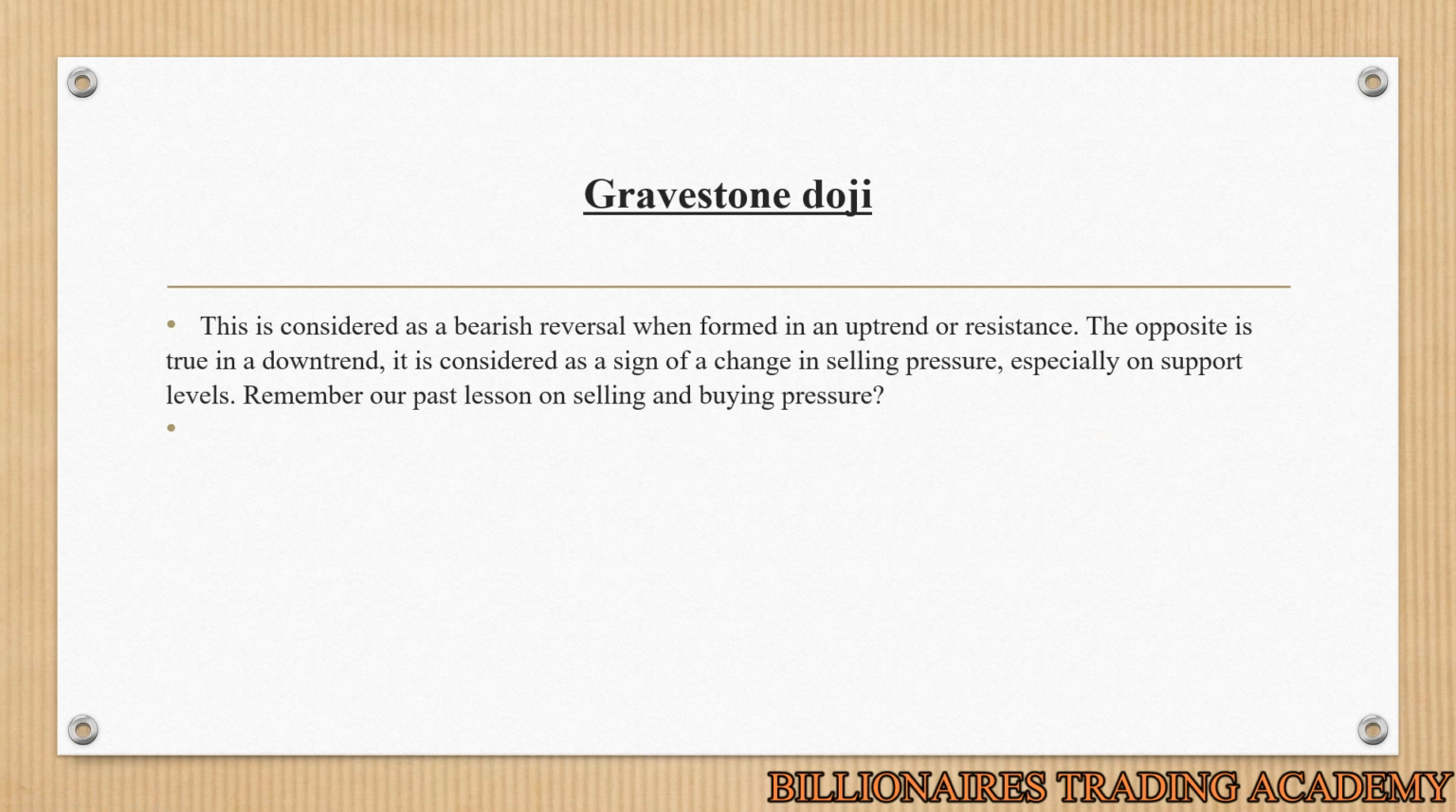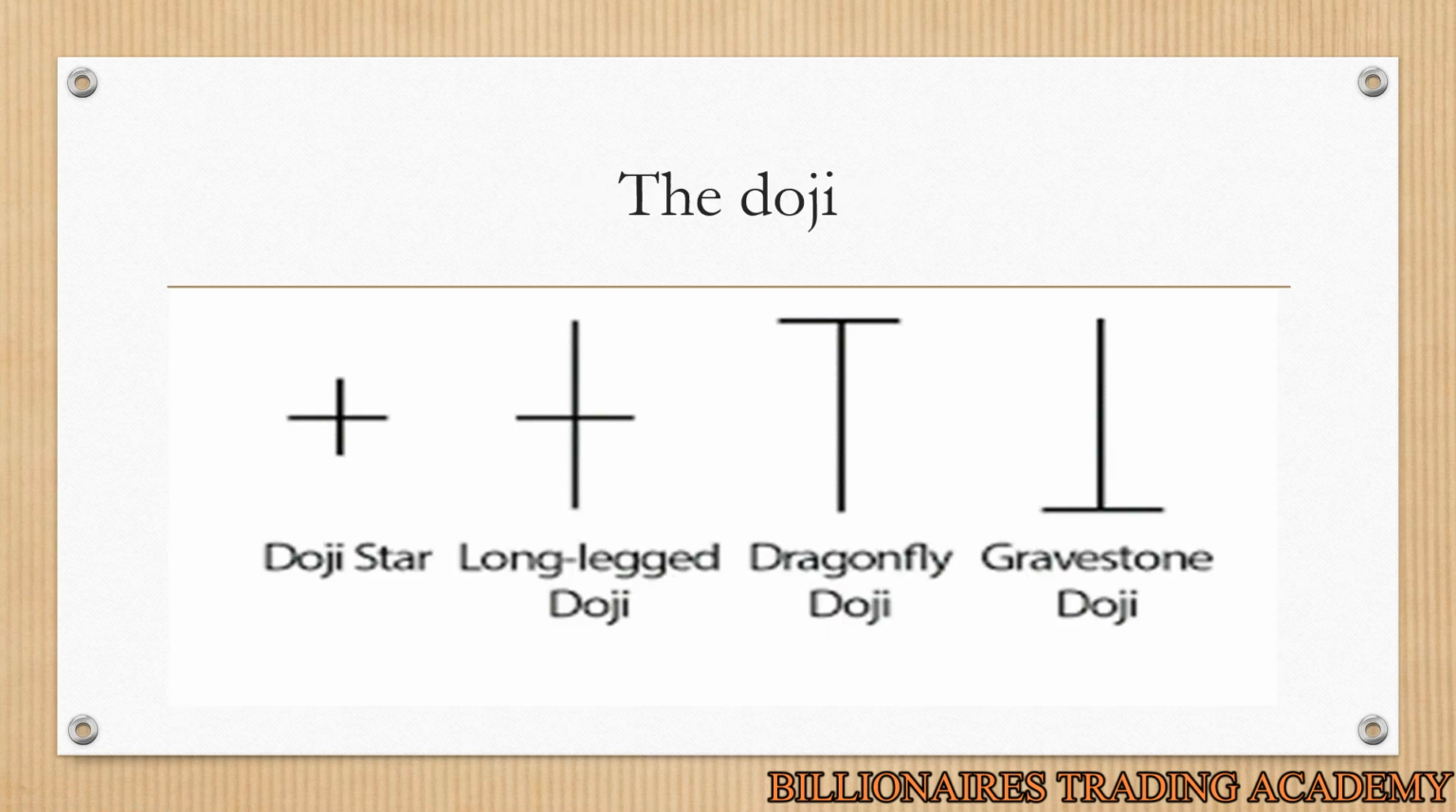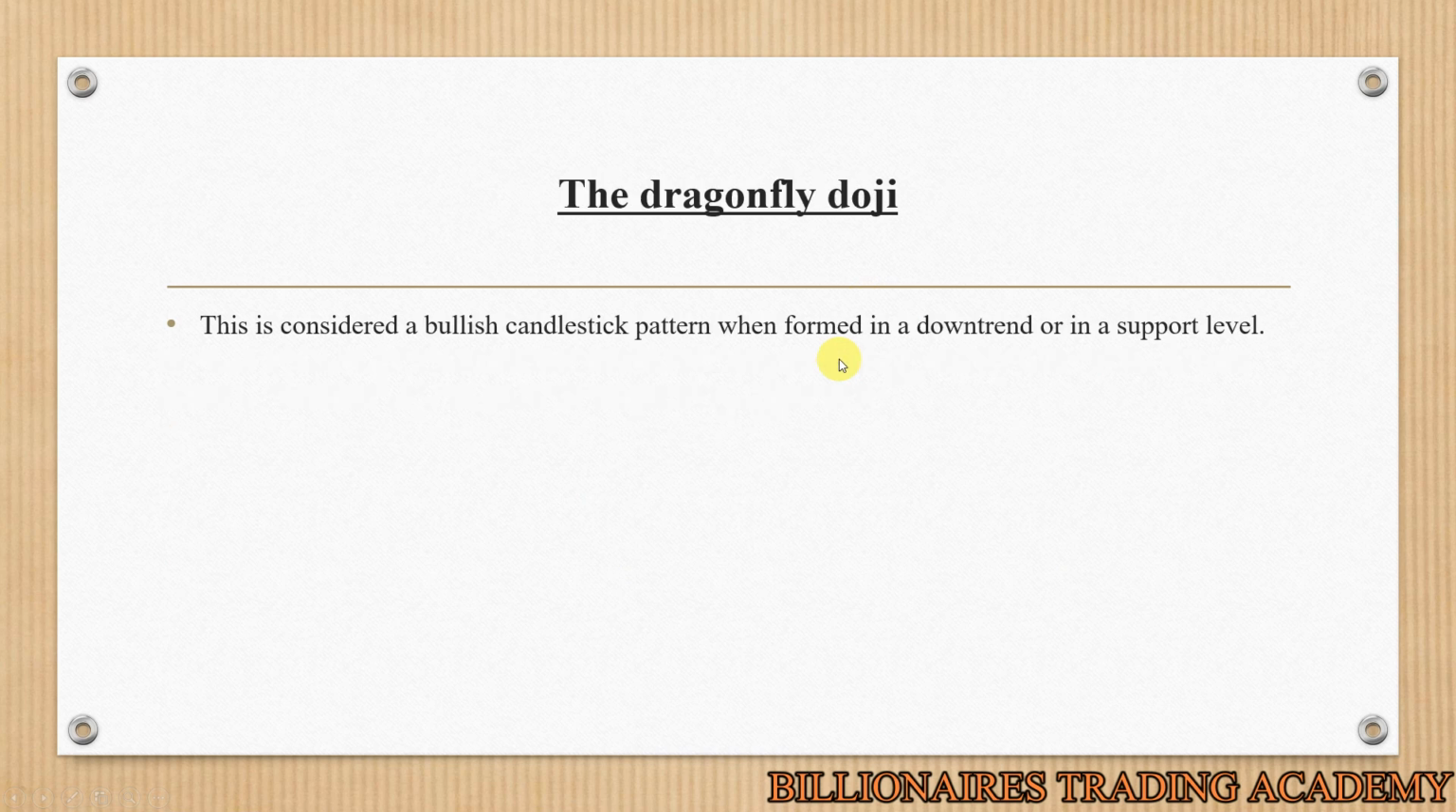If it forms in an uptrend or at resistance, then it shows you that price would be going down, right? As we can see, even when we go to selling and buying pressure, there is more selling pressure. So this one is considered a bearish reversal candlestick, and it needs to form at a resistance. This one is the opposite of this one. This one is supposed to be formed at support, and it's supposed to be a bullish reversal, right?